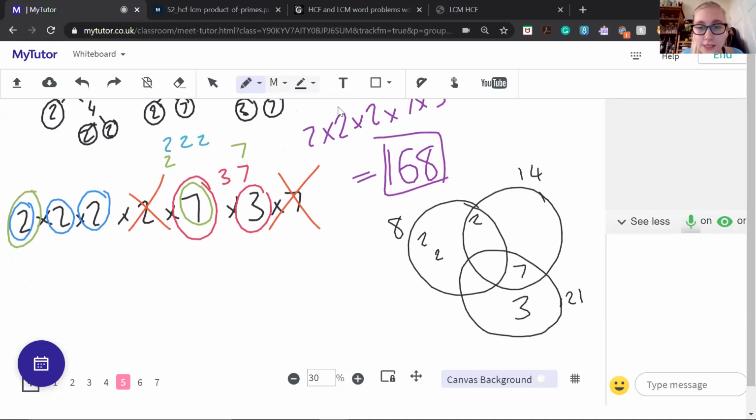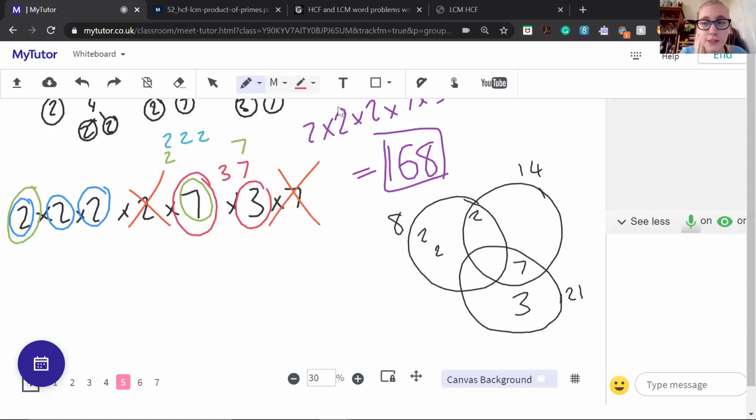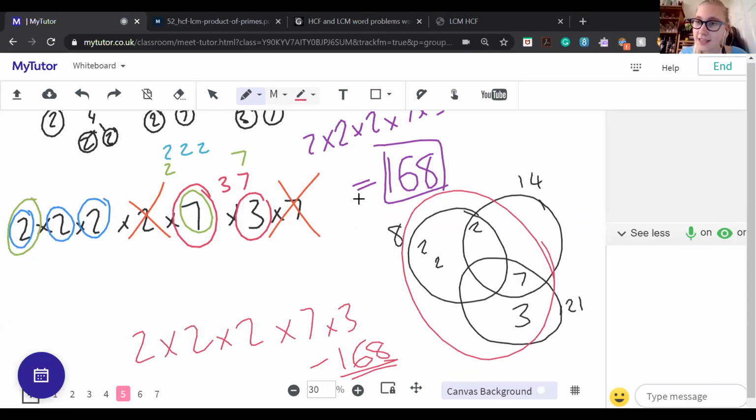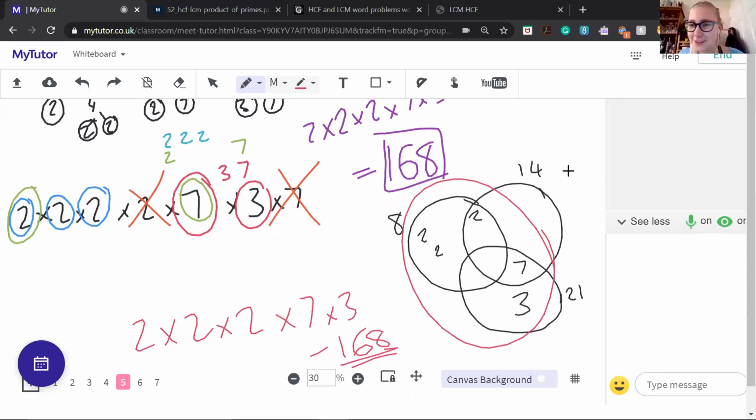So here are all of the numbers. And then if you remember, for lowest common multiple, we take everything. So 2 times 2 times 2 times 7 times 3. Same thing, 168. So hopefully that makes sense, what that is.